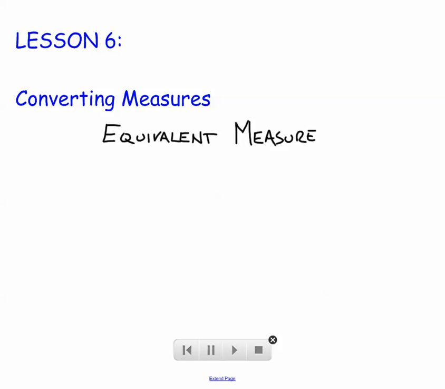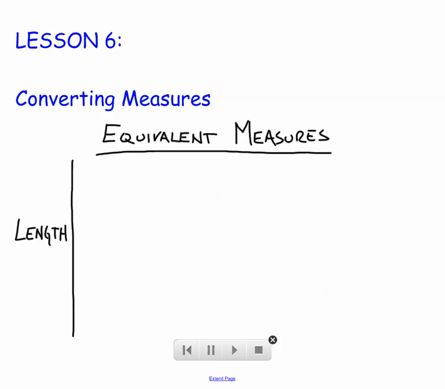You might want to put this on the back of your note sheet. It might fit better, by the way. I think all your problems are on the front, so get the whole back where you could do this. Okay, equivalent measures of length. Well, let's start off with the English system of measurement, which is what a lot of people are used to.